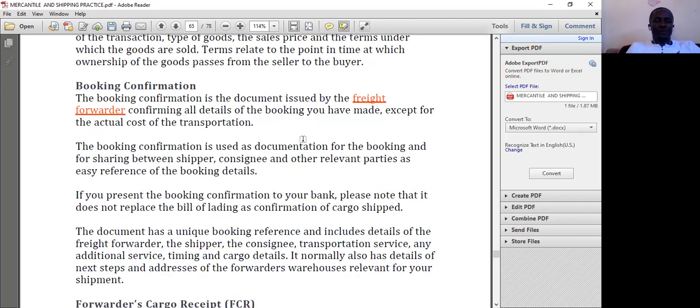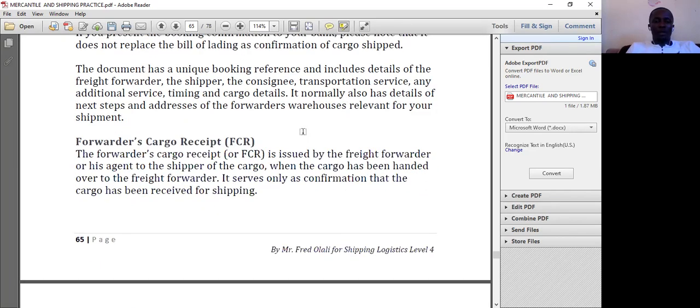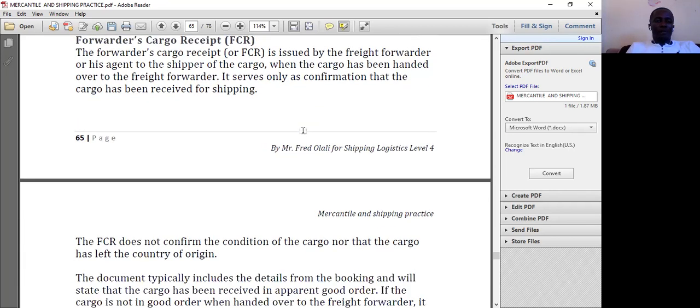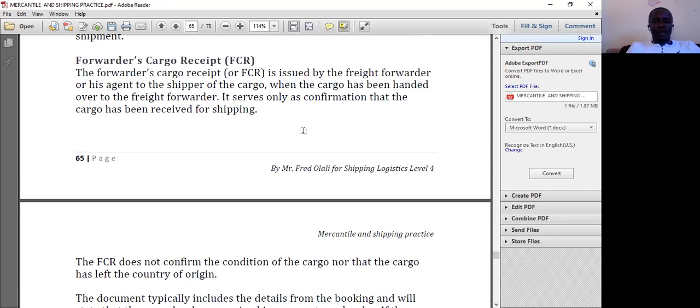Booking confirmation is a document issued by a freight forwarder confirming all the details of the booking you have made, except for the actual cost of transportation. So if you made a booking with a freight forwarder, they give you what we call a booking confirmation. Then the forwarder's cargo receipt is issued by the freight forwarder or his agent to the shipper of the cargo when the cargo has been handed over to the freight forwarder. So it serves as a confirmation that the cargo has been received for shipping.